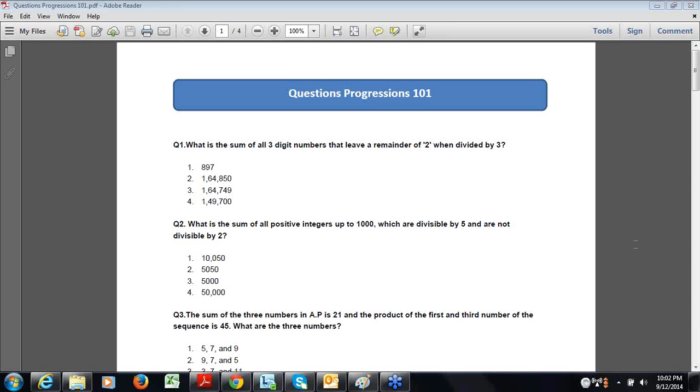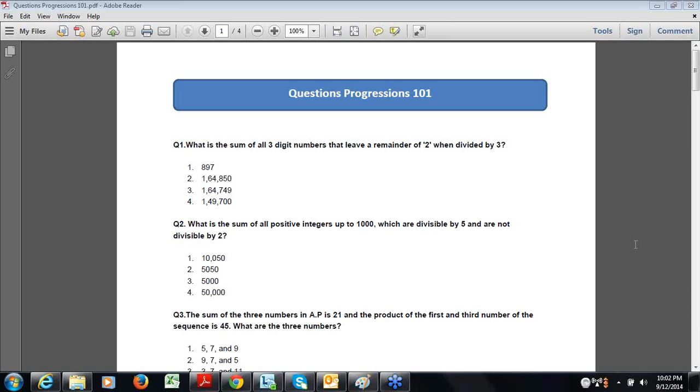Let me start today with the questions. I have prepared around 19 questions today, but I don't think we have that much time to solve all of them. So we'll try to solve as much as we can.